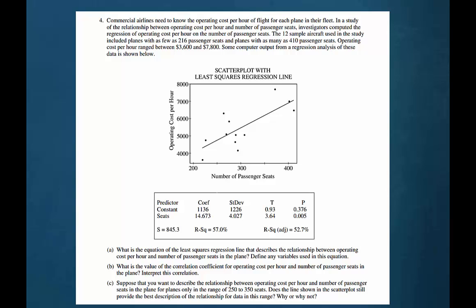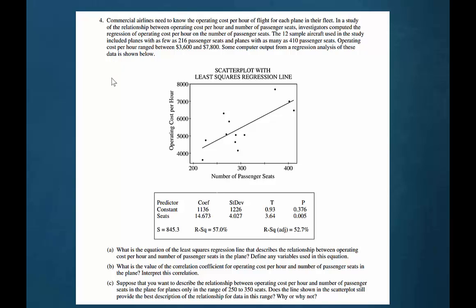Here's an example of a problem from the 2002 AP Stats exam where you're provided a scatter plot, some narration, and a computer output. And you're to answer questions regarding these given items.